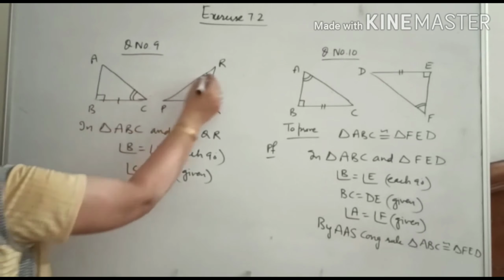then triangle ABC will be congruent to triangle PQR. So this is the answer. If BC is equal to QR, then these triangles will be congruent. These things are given to us.